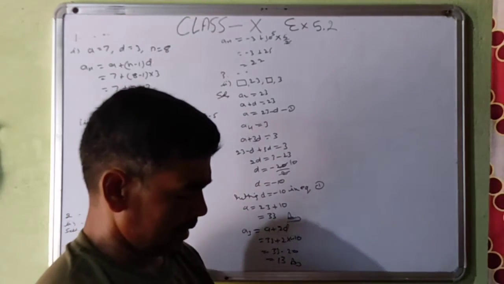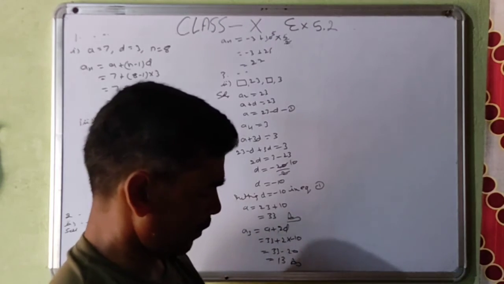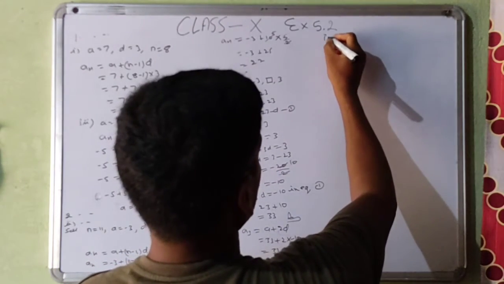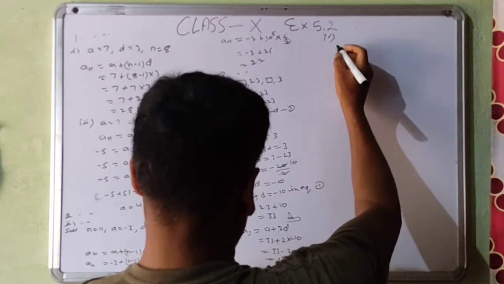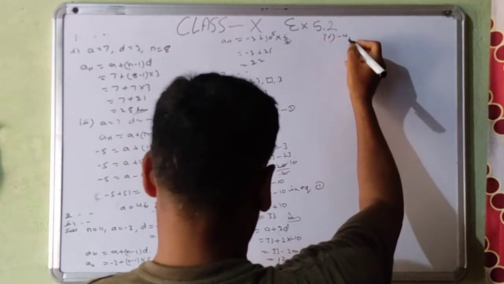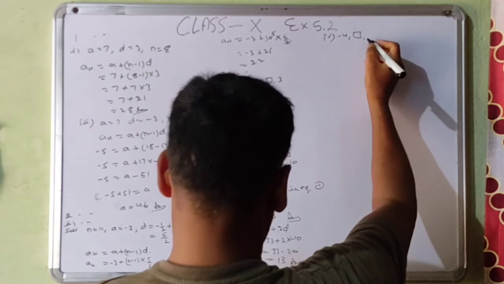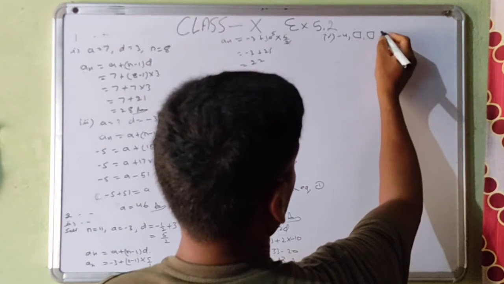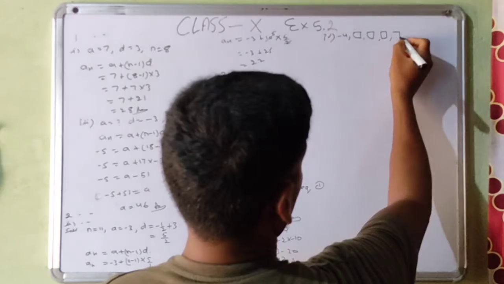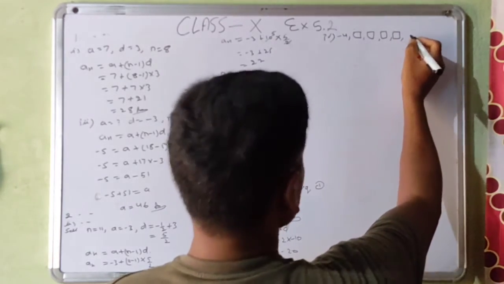And then see the fourth part. The fourth part is minus 4 comma box, and then 4 boxes are there: 1, 2, 3, 4, and then 6.